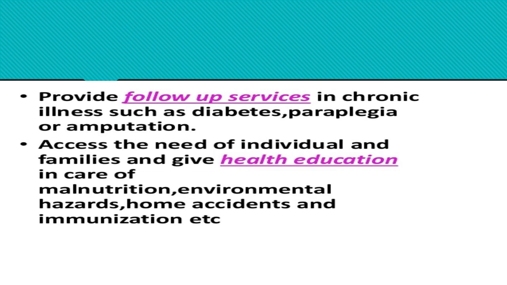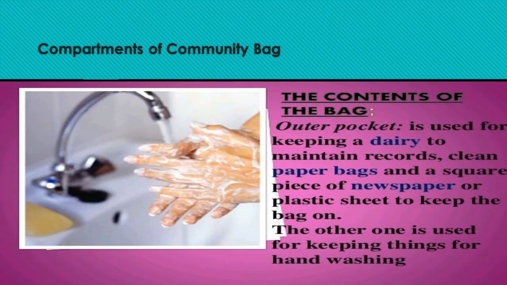Assess the need of the individual and family to give health education in care of malnutrition, environmental hazards, home accidents and immunization. Now let's discuss the compartments of the community bag. First we'll discuss the outer pocket. So what equipment is to be there in the outer pocket?